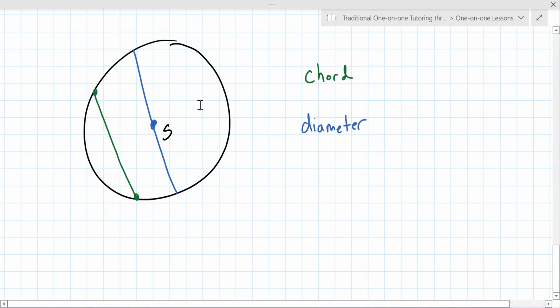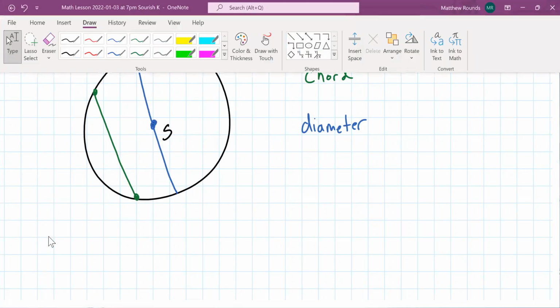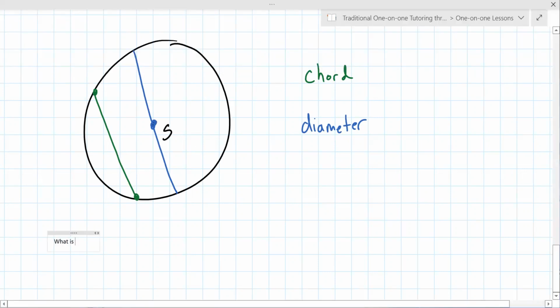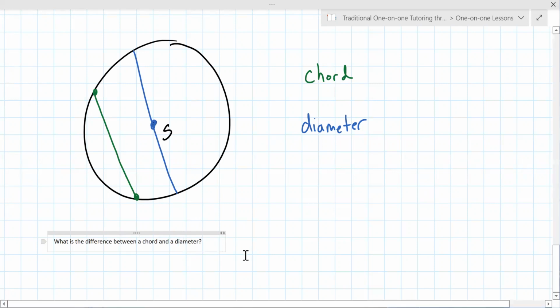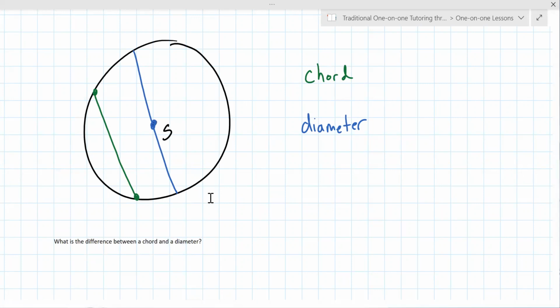Can you tell me the difference between a chord and a diameter? And let me type that out for you. What is the difference between a chord and a diameter? This is a question for you, Sourish. Okay. I'm trying to remember that.